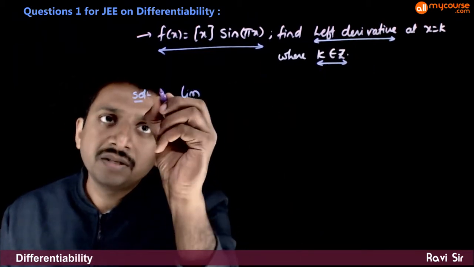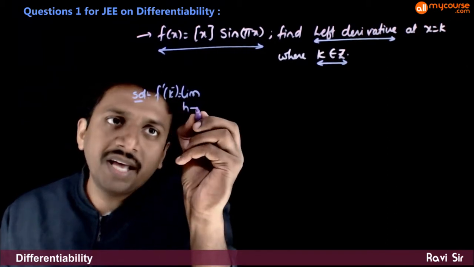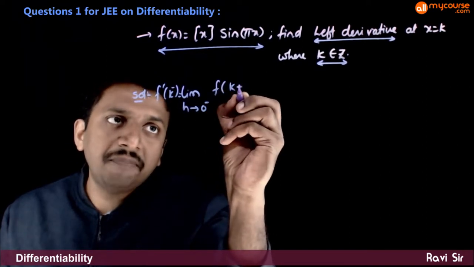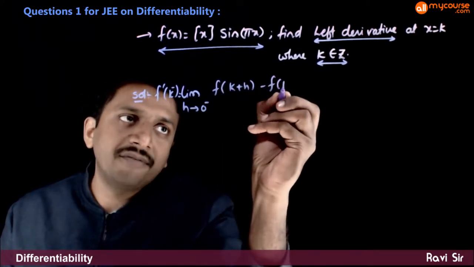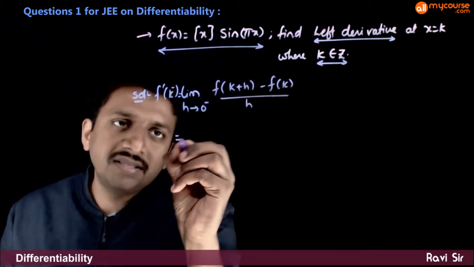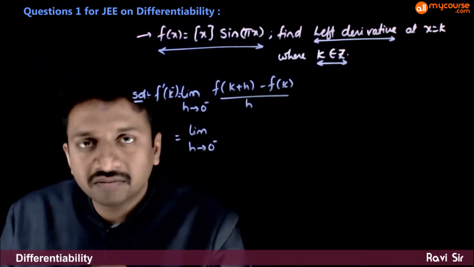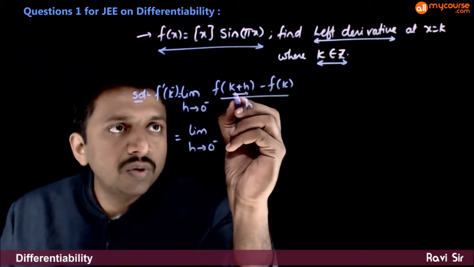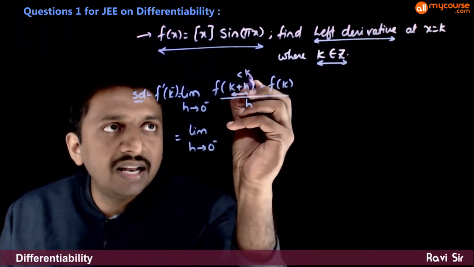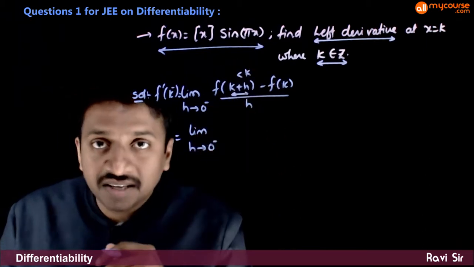The limit: f'(k minus) is equal to the limit as h tends to 0 minus of [f(k plus h) minus f(k)] by h. So that is equal to the limit as h tends to 0 minus. If h tends to 0 minus, then k plus h is slightly less than k, right? So k plus h is slightly less than k.